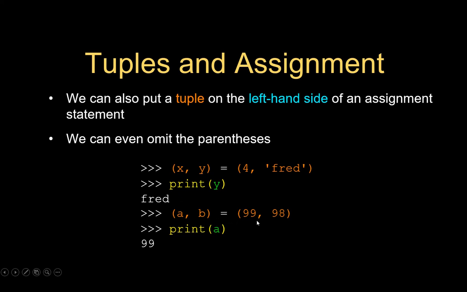In this case, we have a tuple of 99 and 98. We assign it to A and B respectively. Then we print A, and we get the first item in the tuple, in this case 99. So we can have this kind of dual assignment of tuples, and that's how we can use it.